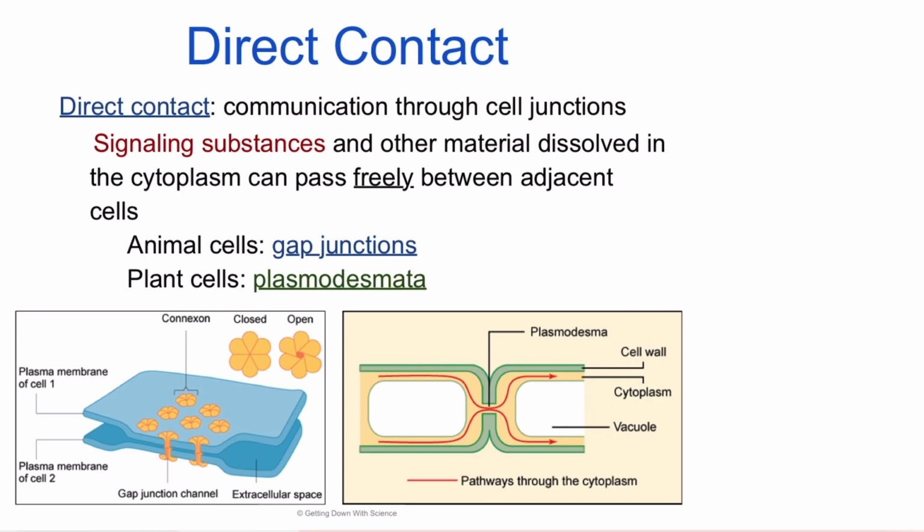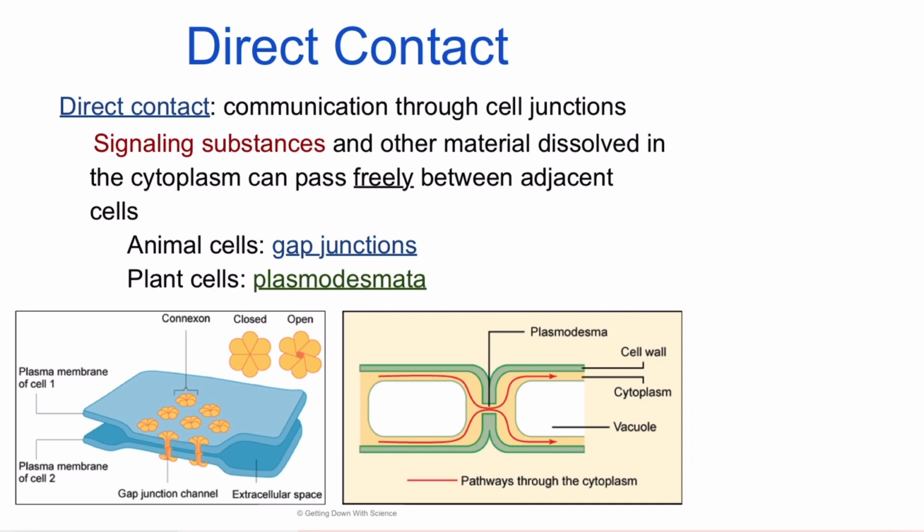So with direct contact, I'm talking about communication between cells that are literally in direct contact with each other, and they are communicating through cell junctions. So signaling substances and other materials are going to dissolve in the cytoplasm and can move from one cell to the next cell. Because these cells are touching one another and they have some connection port between the 2 cells to where that dissolved substance in the cytoplasm can freely pass.